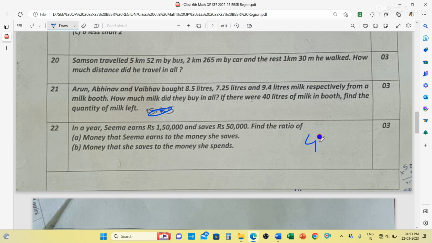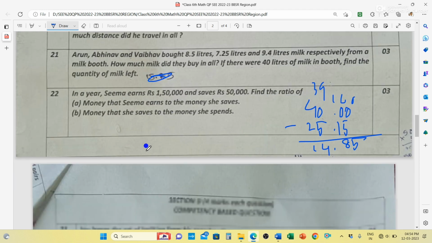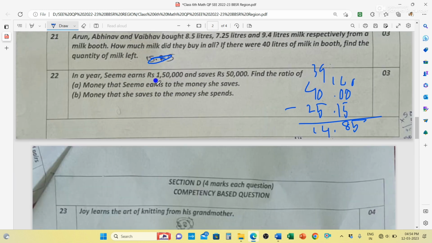You can subtract 40 minus 25.15. Here you can add 0.00. Okay, you can bring here 100. So 100 minus 15 is 85. Here only 39 is there. 39 minus 25 equals 14. So 14.85.